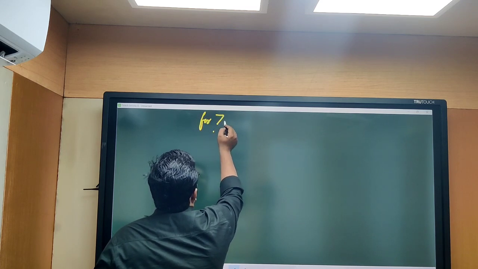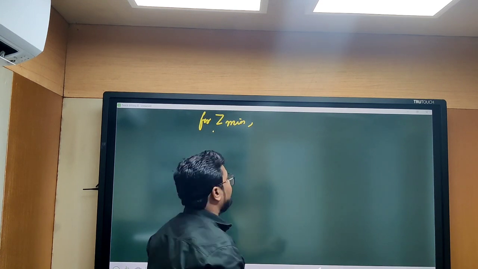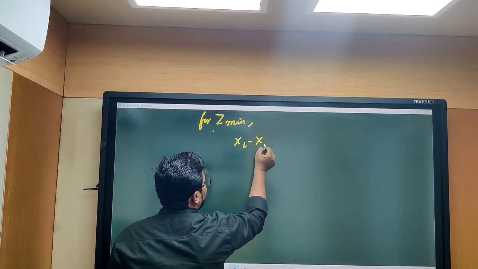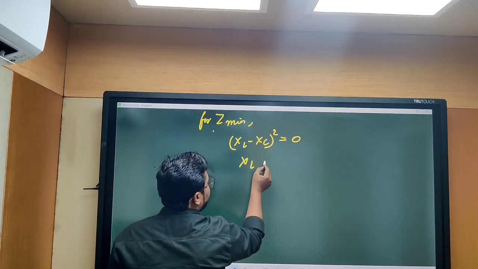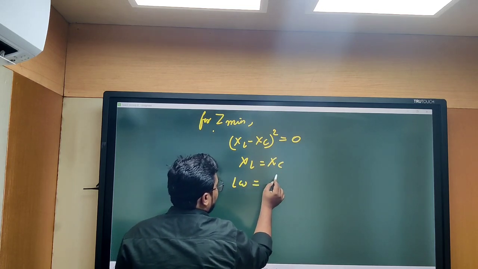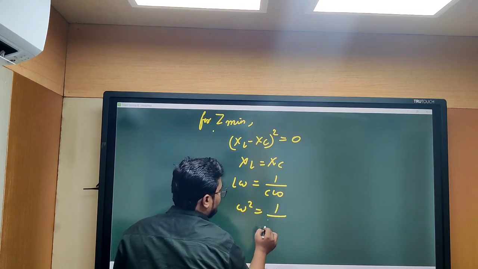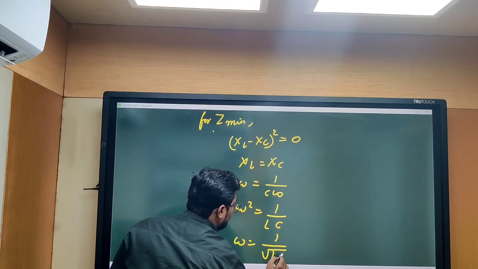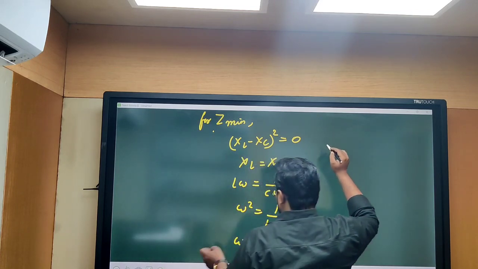For Z minimum, XL minus XC, the whole square, will be 0. Then XL equals XC, and the formula for XL is L omega and for XC is 1 upon C omega. Omega square equals 1 upon LC, then omega is 1 upon root LC. So this is the angular frequency.